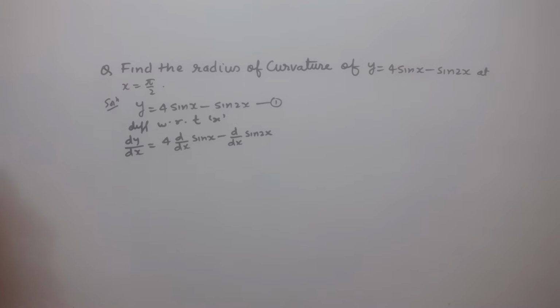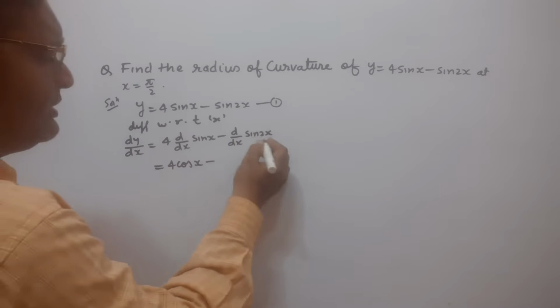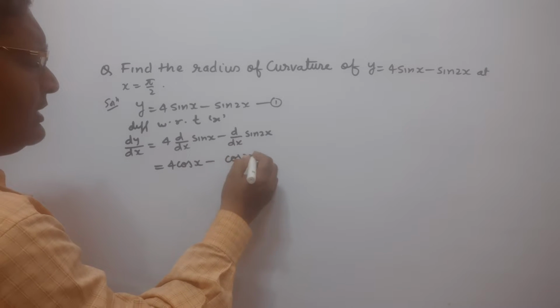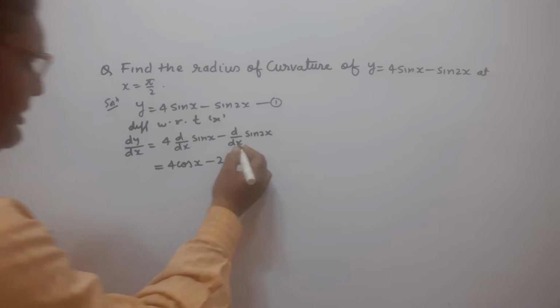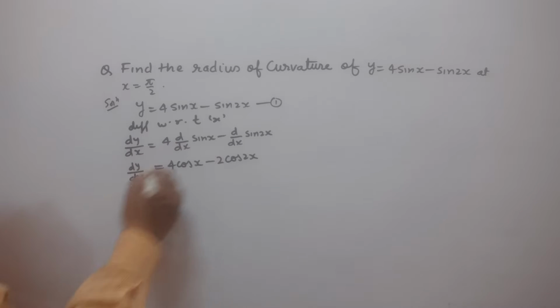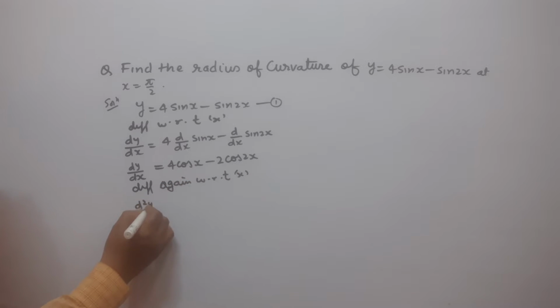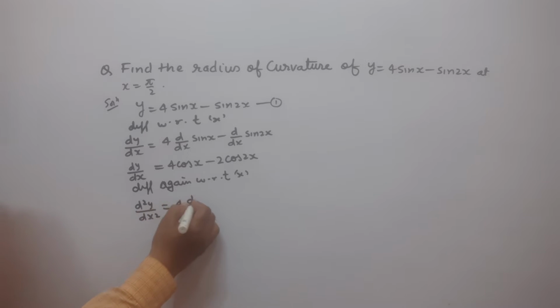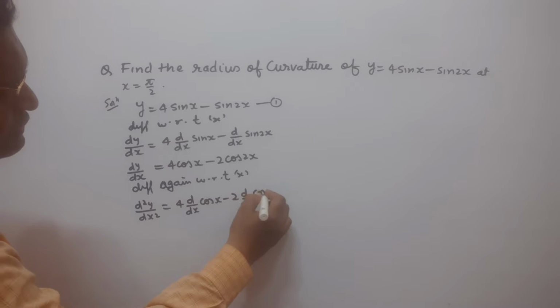Now we know that differentiation of sin x with respect to x is cos x, and differentiation of sin 2x with respect to x is cos 2x, and differentiation of 2x, we get 2 is constant, and differentiation of x with respect to x is 1. So dy by dx is equal to 4 cos x minus 2 cos 2x. Now we differentiate again with respect to x, and we get d2y by dx2, that is 4 multiplied by d by dx of cos x minus 2 d by dx of cos 2x.